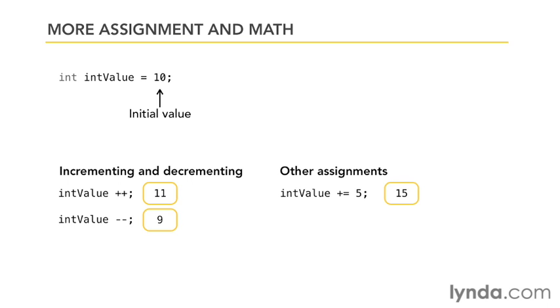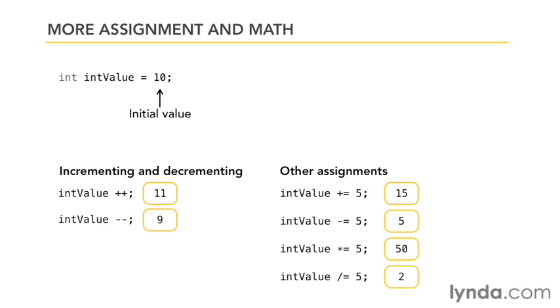Here's how you can combine math operators with assignment. Plus equals means take the current value of this variable and add whatever's on the right side. So int value plus equals 5 would be 15. Int value minus equals 5 would be 5. Times equals 5 equals 50. And slash equals 5 would result in int value having a value of 2. Be aware that when you use the slash equals, you need to make sure that you're assigning a value that matches the data type of the original variable.